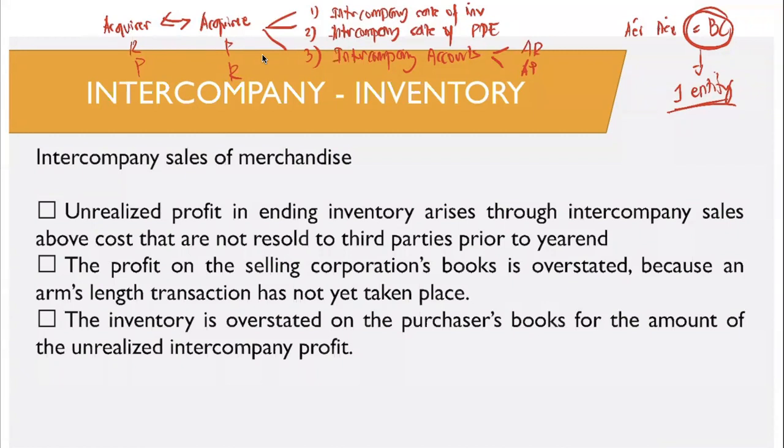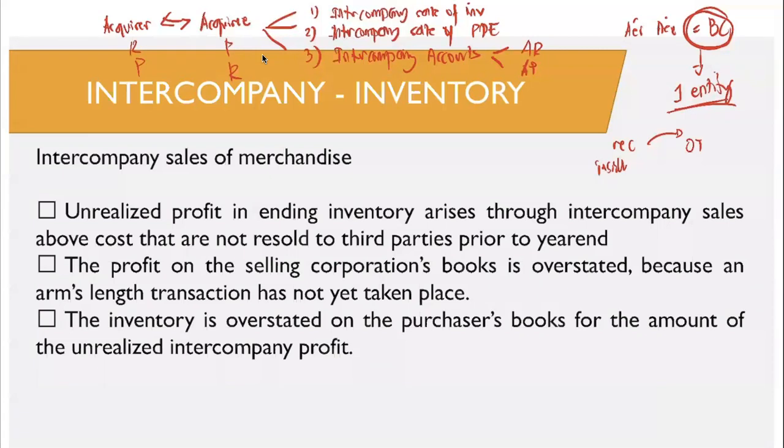So in a business combination, take note, since they are already combined, they are considered one entity. Hence, any sale between them is not applicable. Why? Under the rules of accounting, you should only record an outside transaction. If it is an inside transaction, like the intercompany sale of inventory, intercompany sale of property, plant, and equipment, and intercompany accounts, you should not record that because you cannot sell to yourself. You cannot make a gain on yourself.